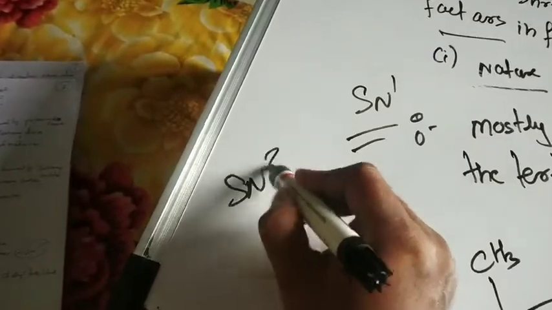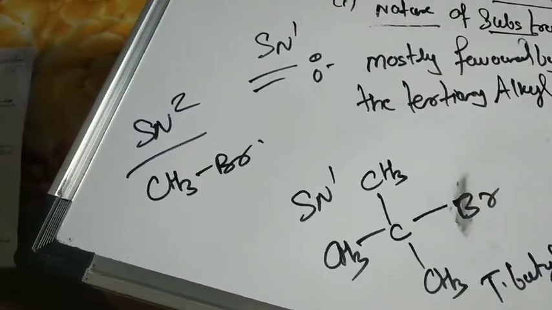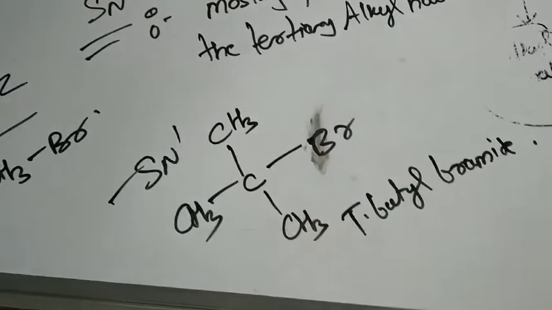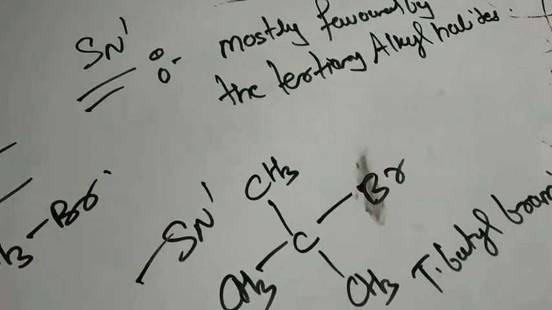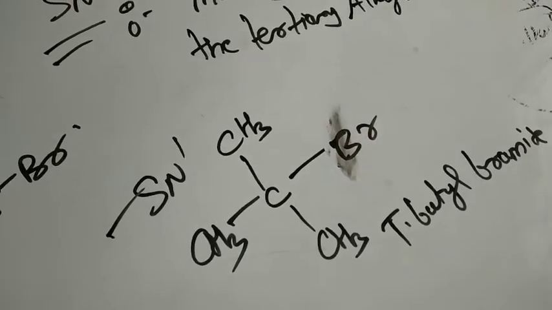And what was it in the case of SN2? Methyl bromide, CH3Br. This was the substrate in the case of the SN2 reaction. This is a primary alkyl halide. This is a tertiary alkyl halide, right? So the SN1 reaction is mostly favored by the tertiary alkyl halide, not by the primary alkyl halide. So you all need to remember this.